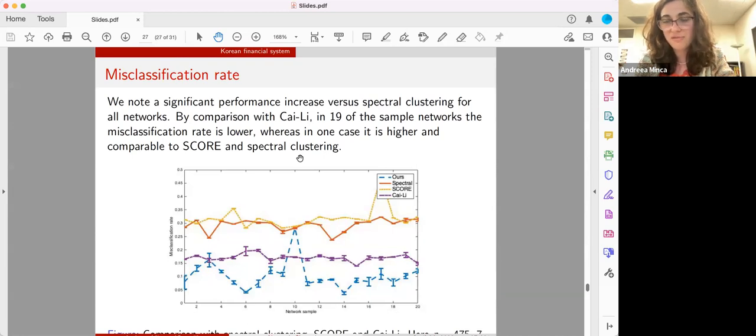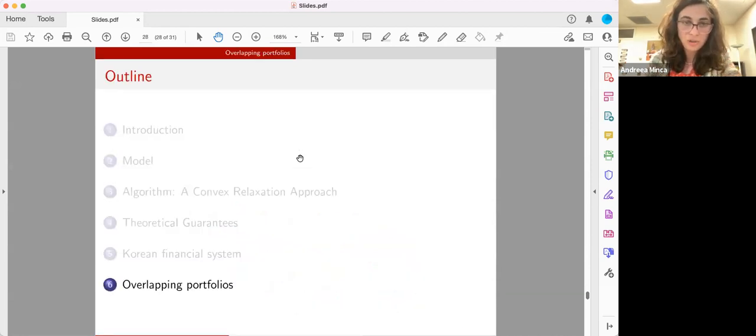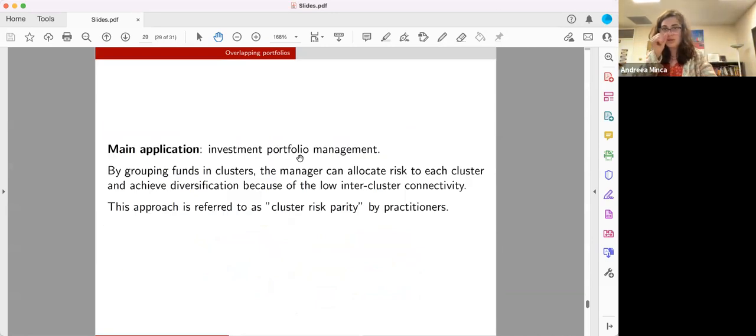So in the presence of these kinds of challenges that I described for financial networks, this is one of the reasons why you wouldn't want to use off-the-shelf algorithms, and you want to look into tweaking existing algorithms to account for all these issues that we encountered. And now, I'm going to stop on the Korean network.